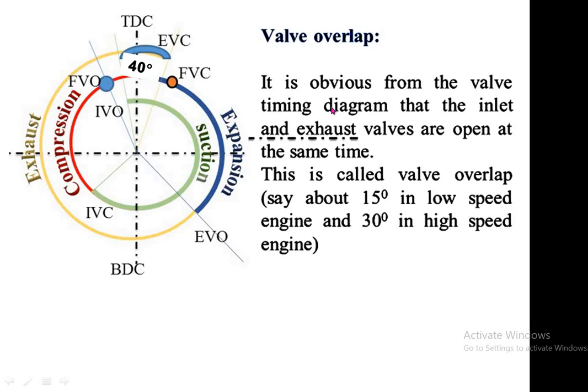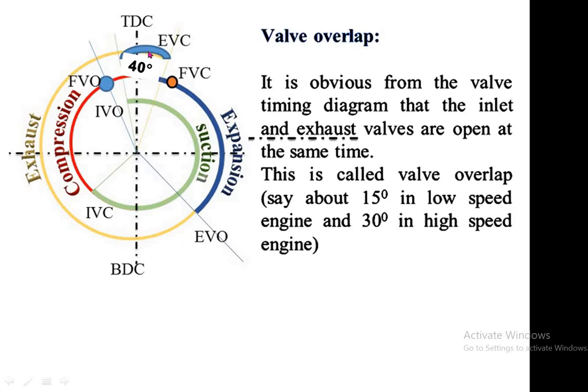It is obvious from the valve timing diagram that the inlet and exhaust valves are open at the same time. It is called the valve overlap, say about 15 degrees in a low speed engine and 30 degrees in a high speed engine. Depending upon the type of engine, the valve overlapping may be different. In our case, the inlet valve starts opening 25 degrees before and the exhaust valve remains open in the power stroke at 15 degrees. So the overlapping time will be 25 plus 15, that is, we can say 40 degrees.